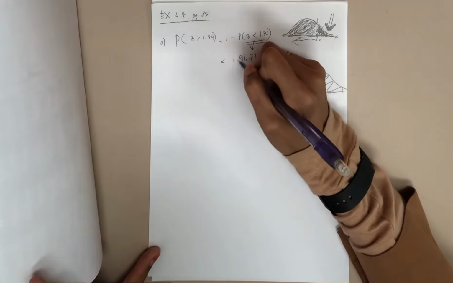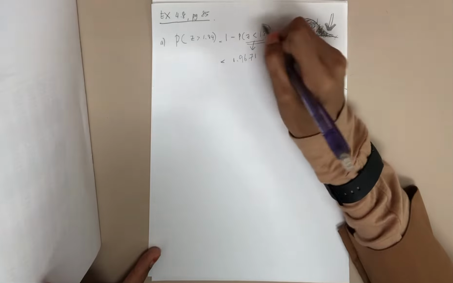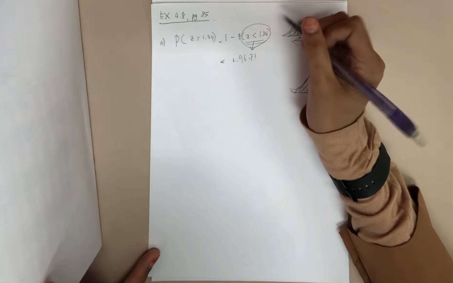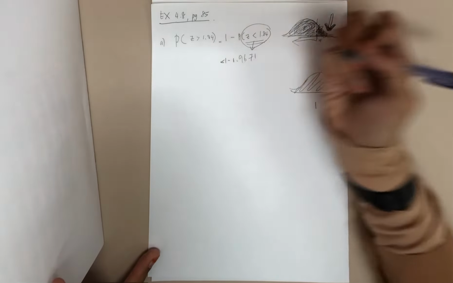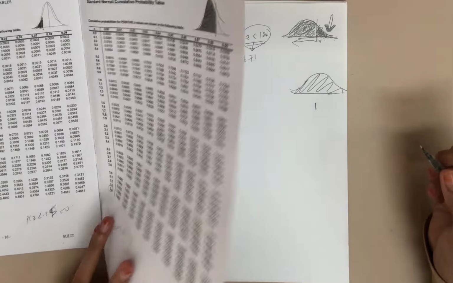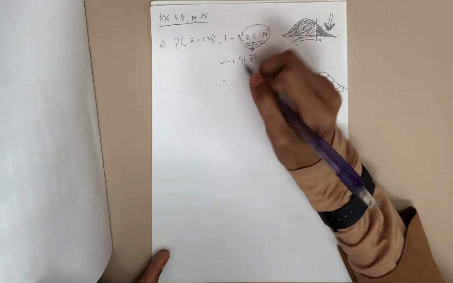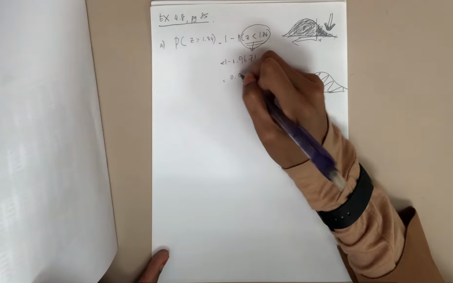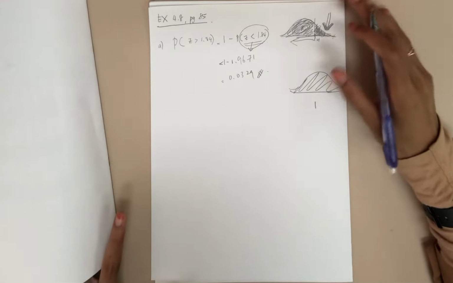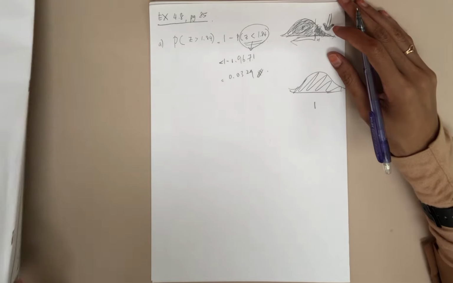Sorry, 0.9671 is the value for the probability z less than 1.84. So our equation just now is 1 minus. So don't forget to do 1 minus. So 1 minus this one, you will get 0.0329. So this is how we use the table to get the answer.